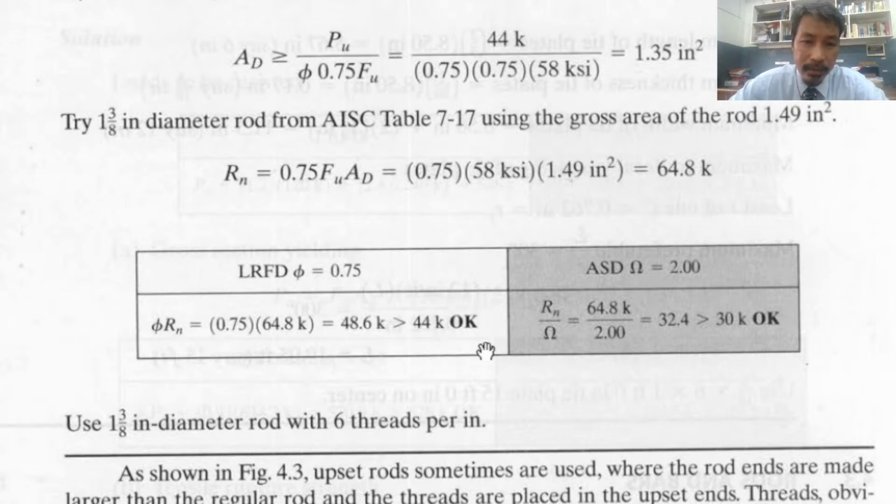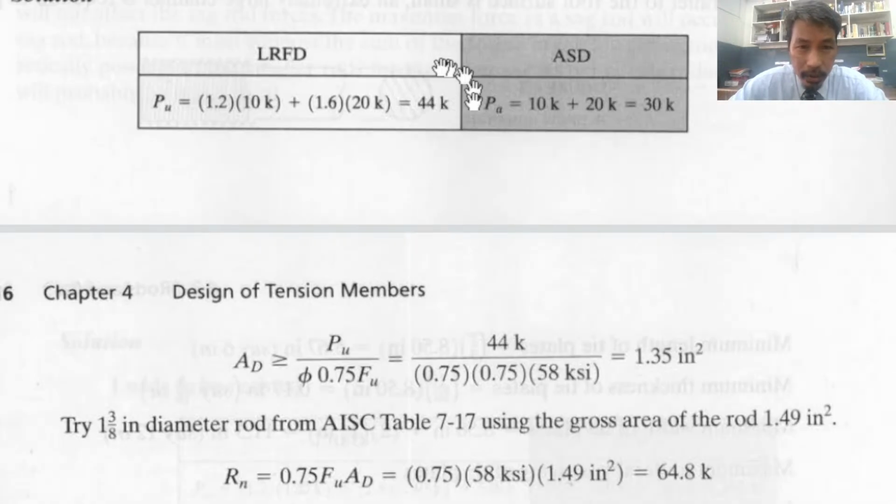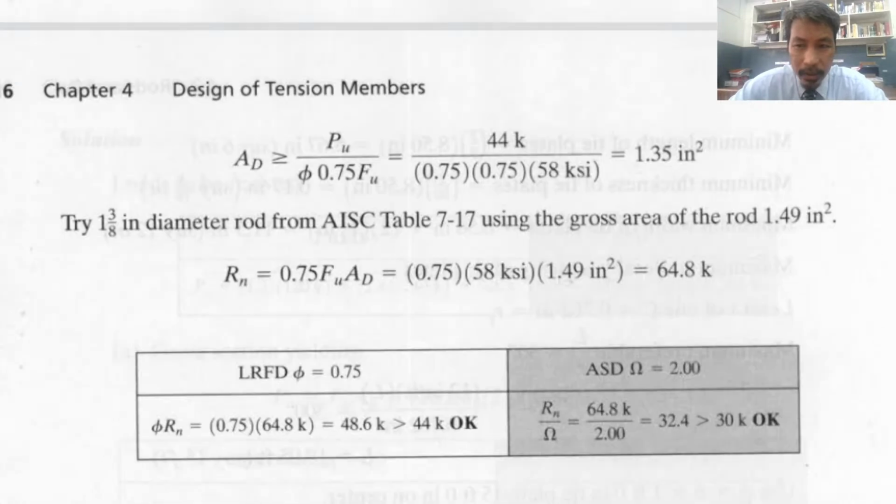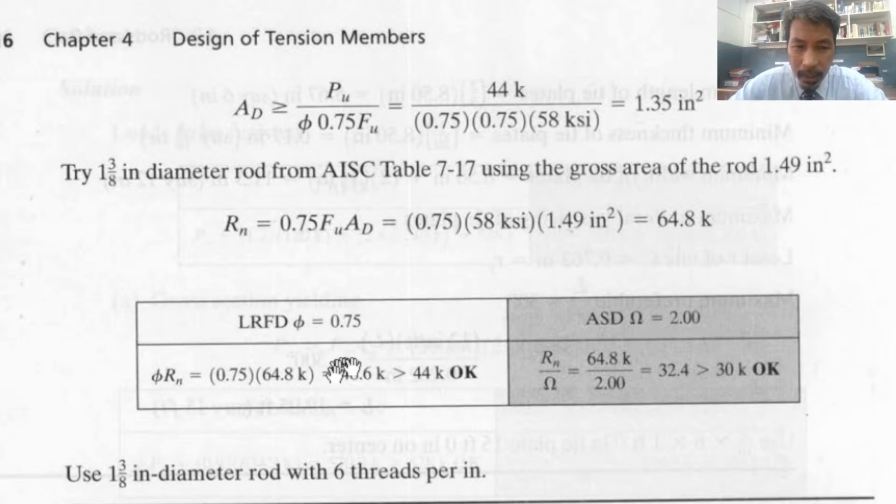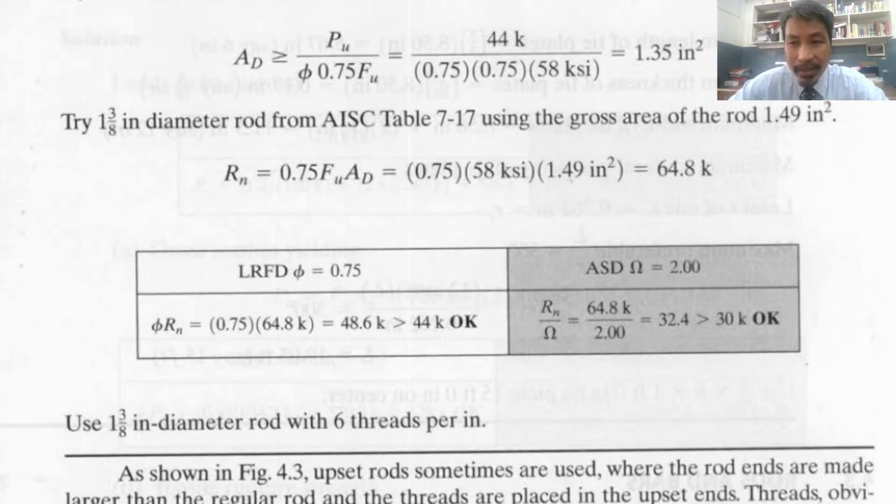Then compare with the given combination of load. This is the combination of load, 44. Compare that to the capacity of material. Capacity is 48.6. Okay, it is okay. Therefore, the size is okay. The size of the cable or the rod is okay.